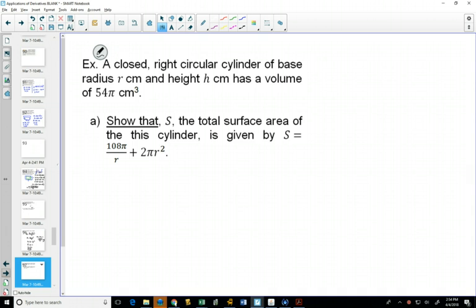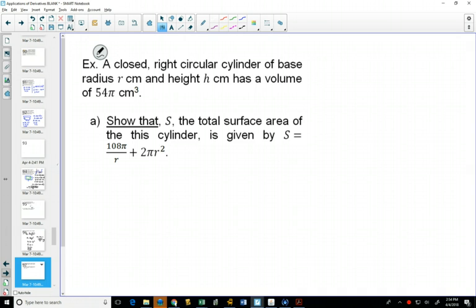Everybody okay with converting centimeters cubed to milliliters? Yeah. 1 centimeter cubed is 1 mil. So this is 54 pi mils. It's only if it's water, that is true. But it's a drink of water, okay? It's 54 pi milliliters of water. There we go. Thank you.